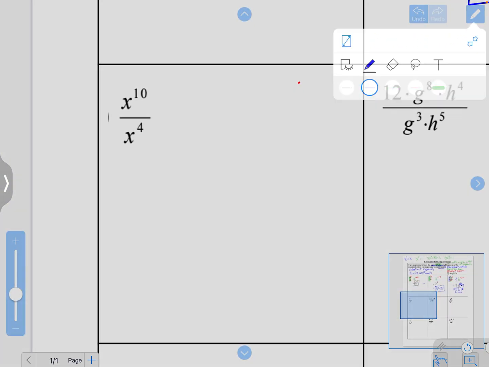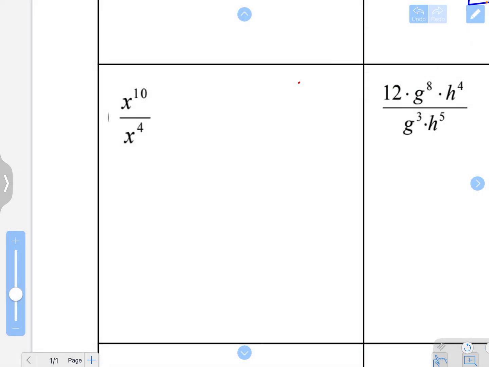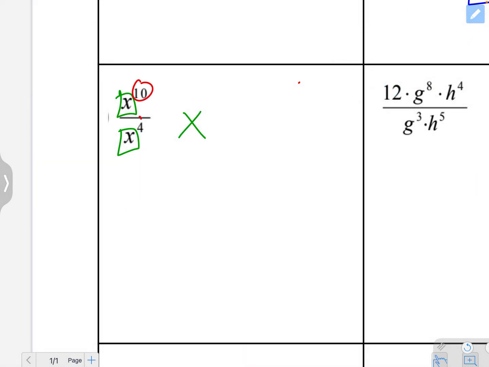All right, so here I don't have any coefficients, but I do have the same base on top and bottom. So I'm going to write down my base, and then I need to subtract my exponents. Now we simplify, so I get x to the 6th.